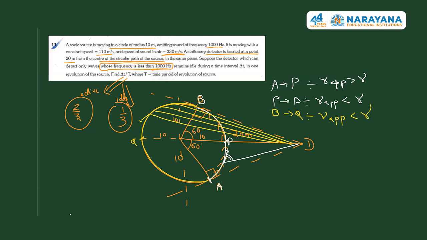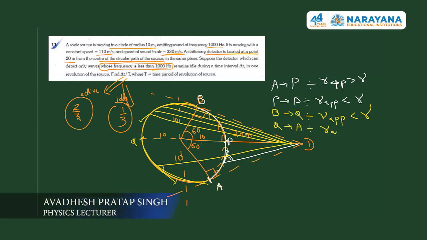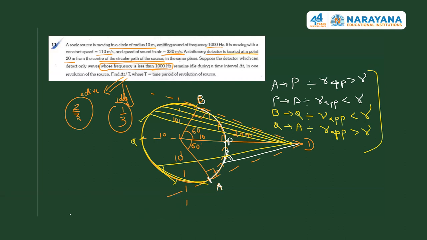And here all the angles are again acute, no? So Q to A, as you come towards this point, and generally I am moving here, these angles are acute. So Q to A, again, the new apparent frequency will be greater than the actual frequency. Yeah, that is right. So what we need is the part where the frequency is less than the actual frequency. So where is this less than the actual frequency?